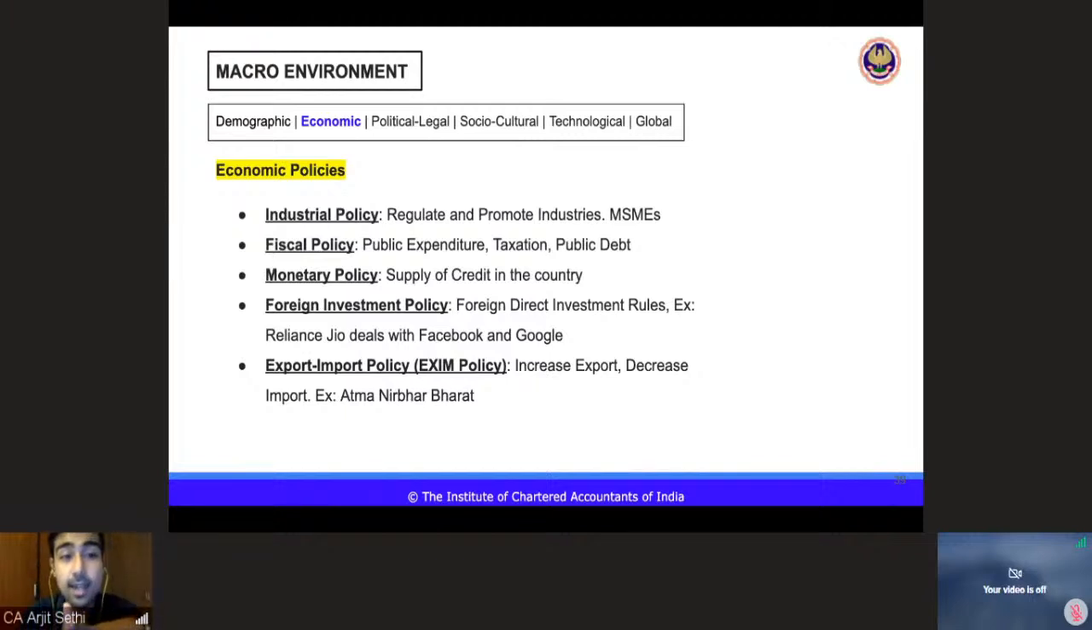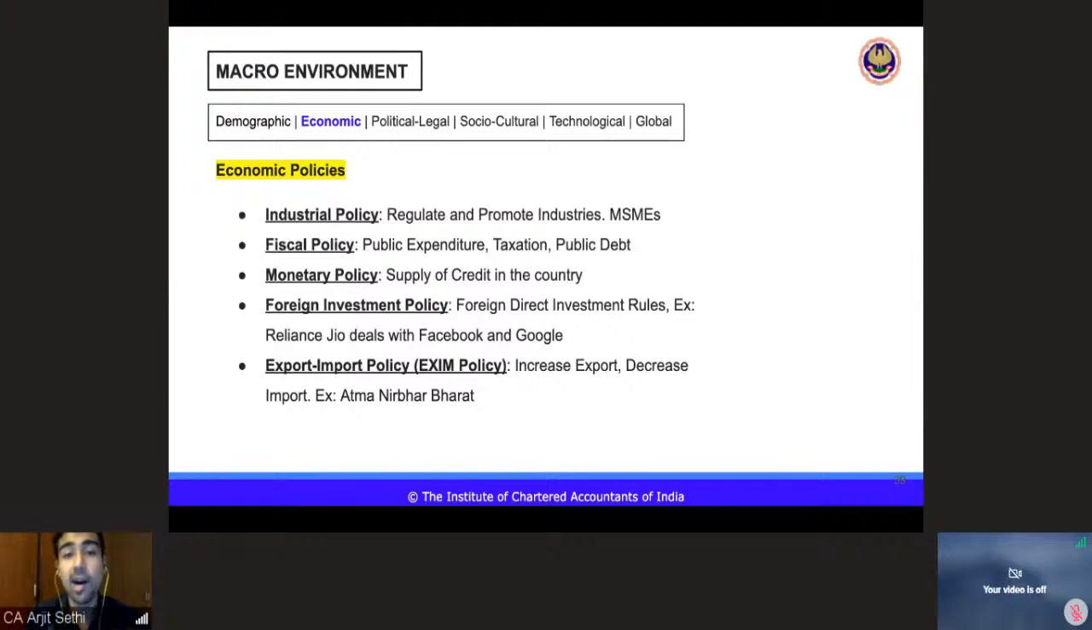So first kind of economic policy is industrial policy. Industrial policy, as the name suggests, how they regulate and promote, how often the government is regulating or controlling the industry, how are they promoting industries? Are they even promoting industries? Are they even regulating industries? Right? So this is what an industrial policy tells us about.